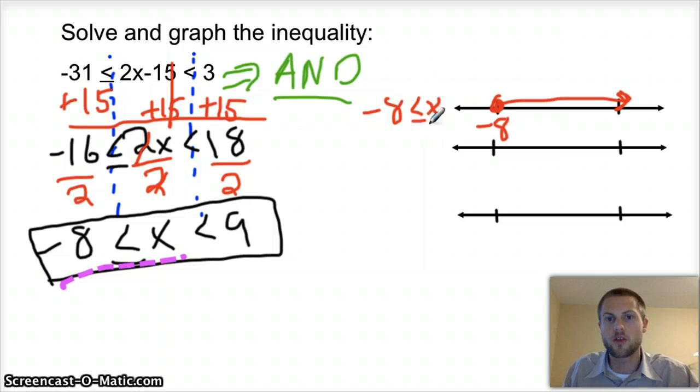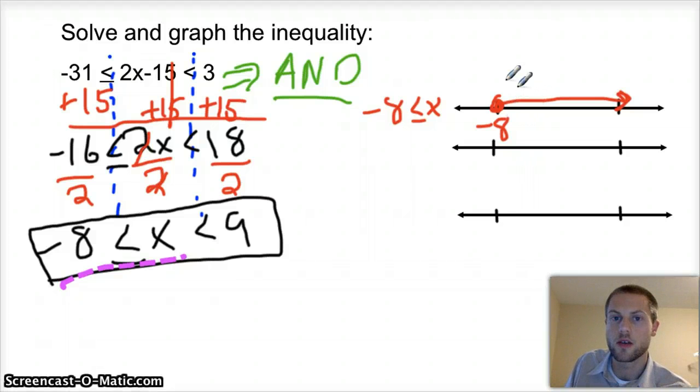And again, if you're confused about which direction the arrow should go, just think about if I plug in a value to the left or right of negative 8, will it make this inequality true? I could pick negative 7. Does negative 7 make this inequality true? Well, yes. Negative 8 is less than or equal to negative 7, so it's all good. So that's one right there.